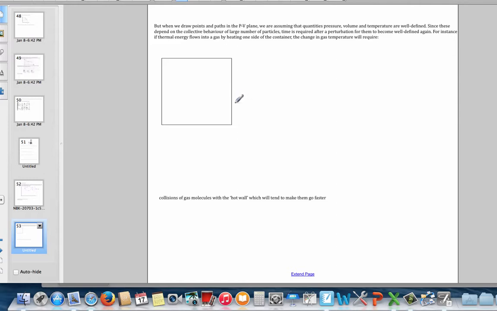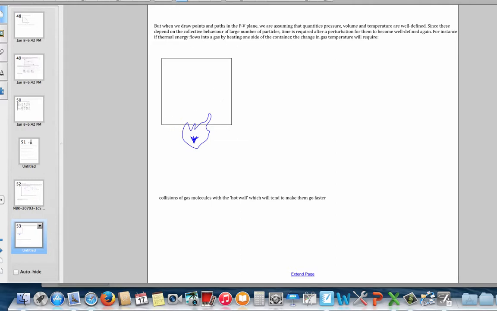Let's imagine, for instance, that we have, say, a metal box and there's some gas inside. And let's say that we heat it up with a flame, okay? So burning hot flame here. Now, that side's going to get hot then. Actually, we'll draw the heat down here, okay? And so this side's going to get hot.